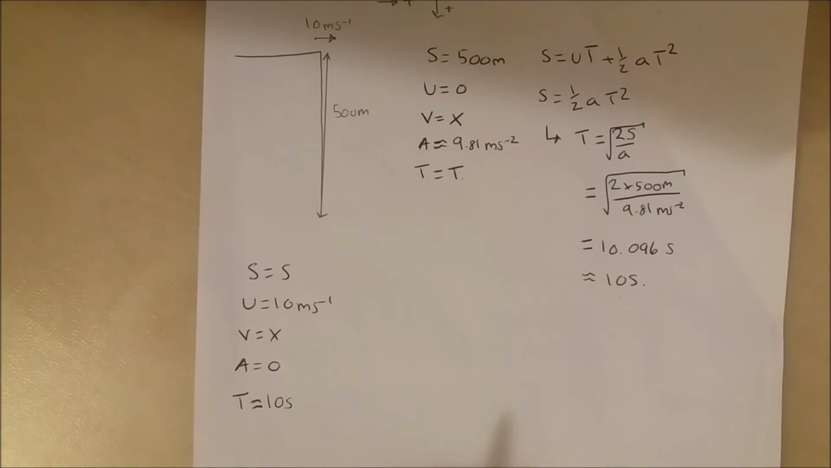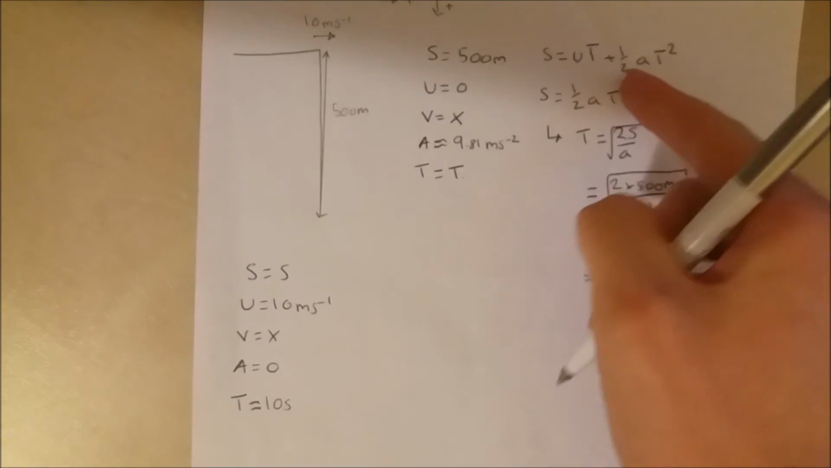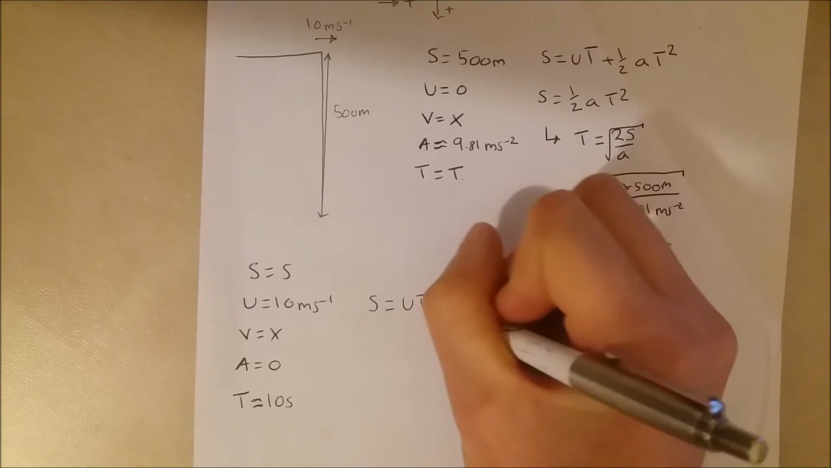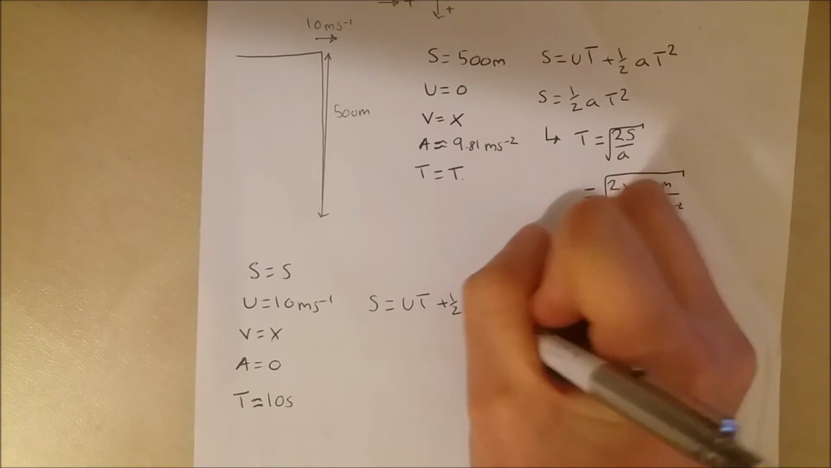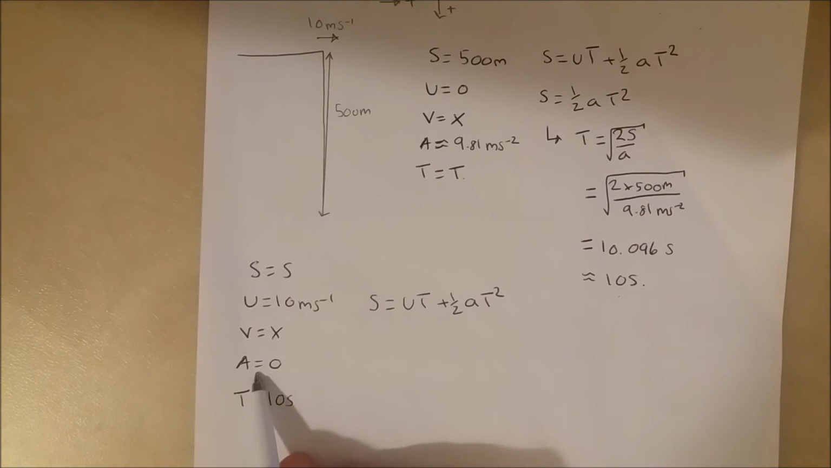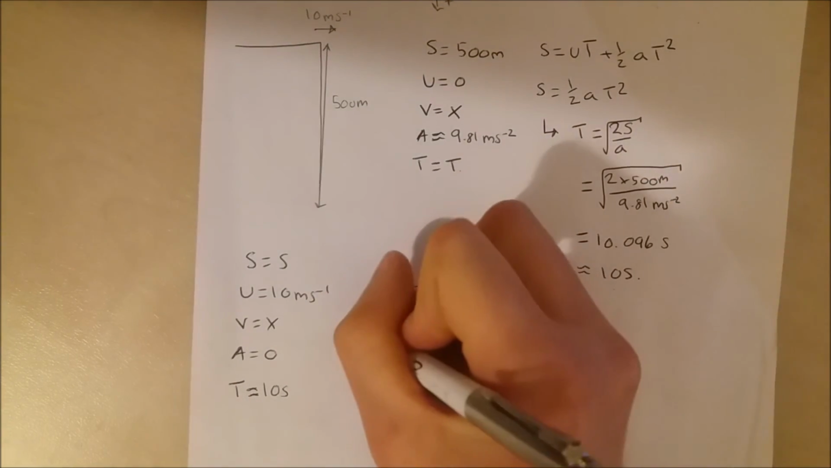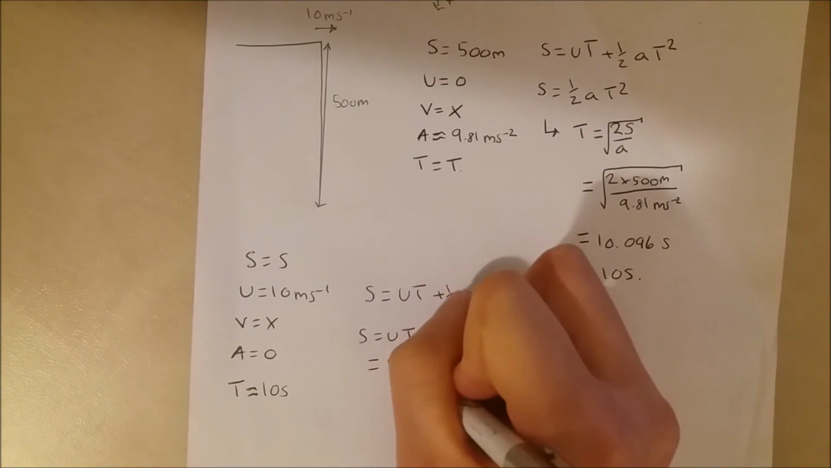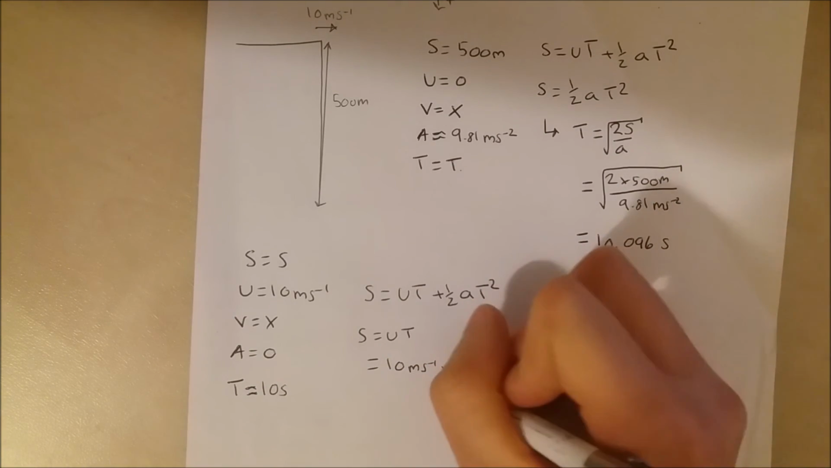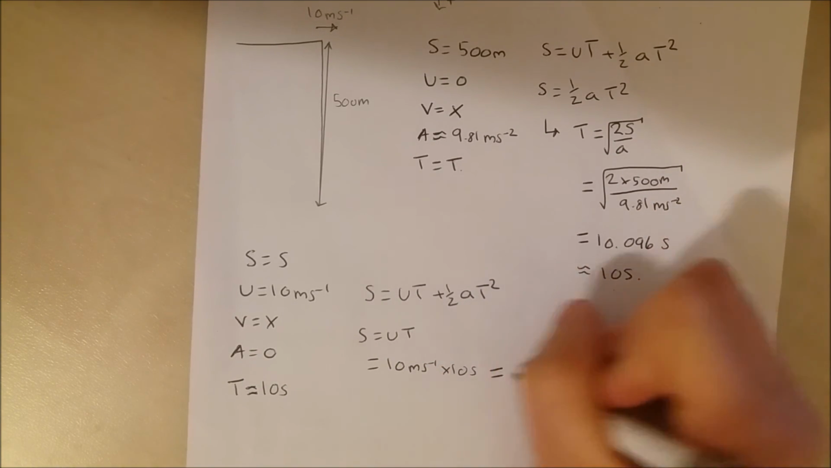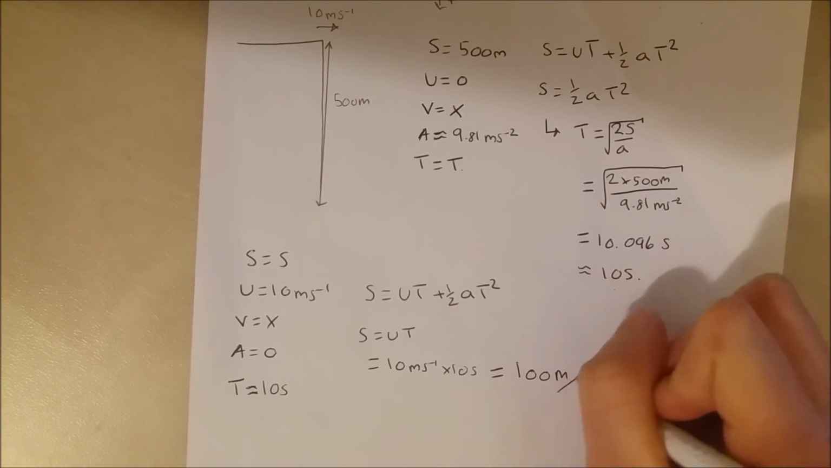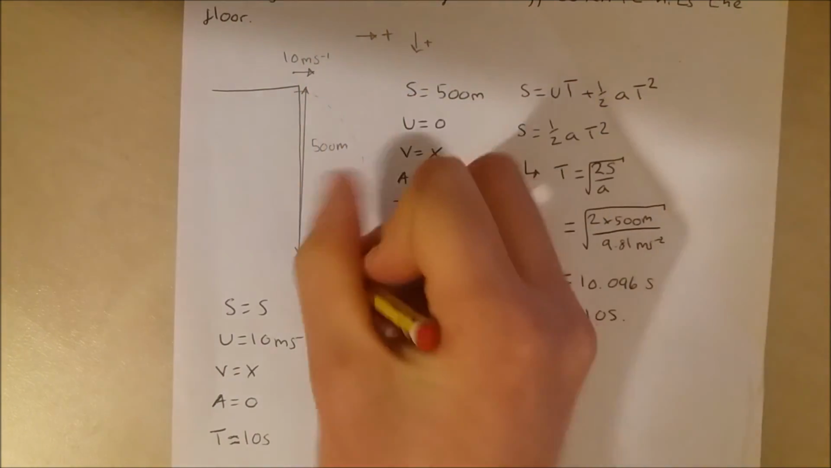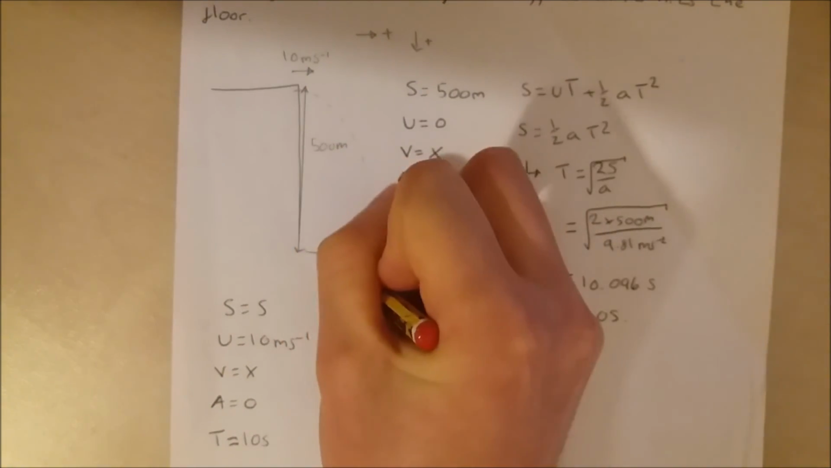The equation we want to use here is the same as before. s equals ut plus half at squared. You know that a is 0, so this term's going to go away, just left with s equals ut. Put in the numbers, and you have 10 meters a second times the time of 10 seconds is 100 meters. So the ball is going to fall a bit like this, and this distance here is 100 meters.